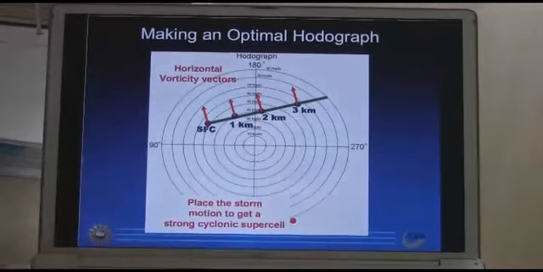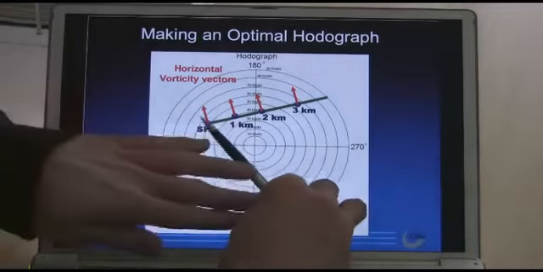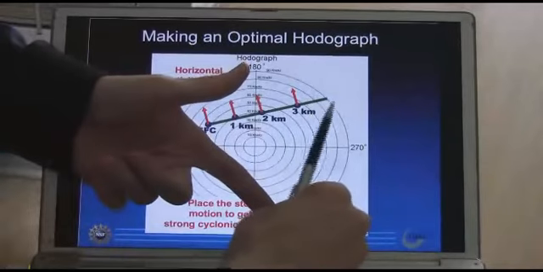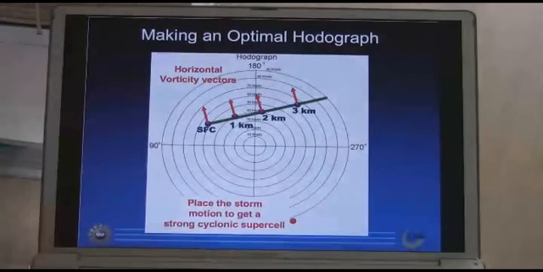Do you have turning of the shear vector with height? No, but you have pretty high helicity, right? The helicity would be this triangle here. The helicity would be this whole big triangle area. So that's a huge amount of helicity, but no turning of the shear vector with height.